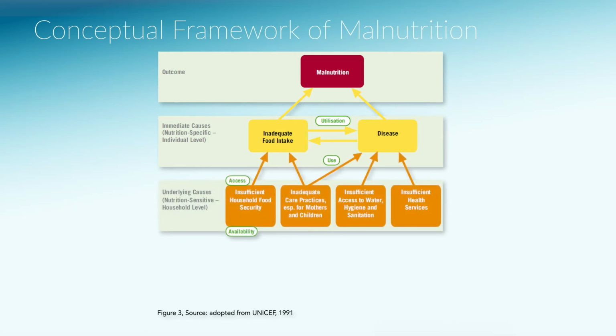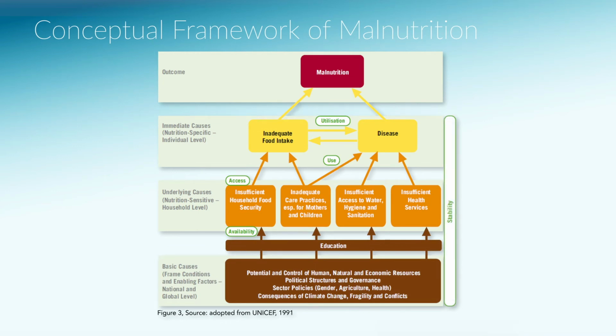At household level, food security factors include availability and access to food. Care for children and women have a strong influence. And third, access to health services and healthy environment will directly relate to the disease causal factor of malnutrition. These are known as the underlying causes.